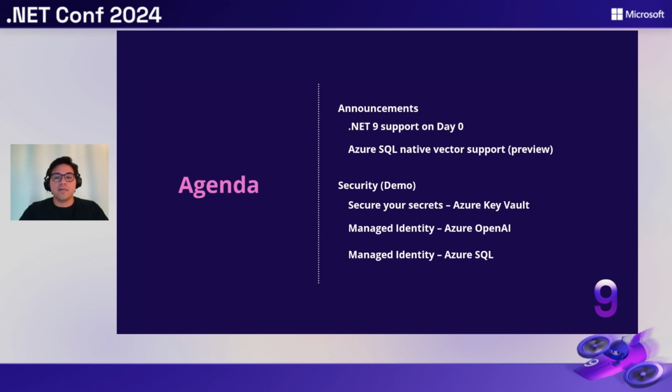So for the agenda, we have a couple of announcements first to go over for .NET 9 support. And then we'll also cover a recent announcement for Azure SQL native vector support. And then we'll be getting into a security demo where we'll be going over securing your secrets with Azure Key Vault and setting up managed identity for your Azure resources, so for both OpenAI and Azure SQL.